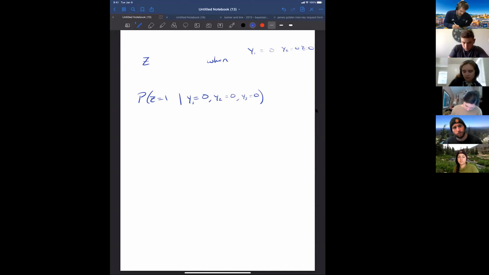So what's the probability that y1 equals 0? Is that 0.5? Why do you say 0.5? I don't know. Yeah. We know, let's see, it could be 0.5.